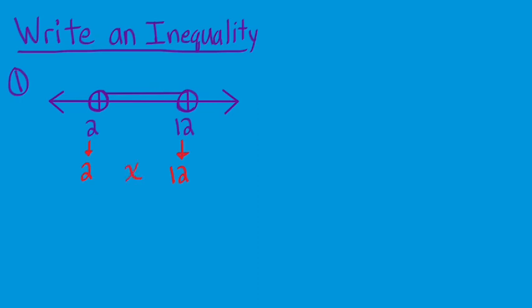Now, how do I write an inequality from a given number line, right? Well, I know that it's going to involve a 2 and a 12, and I put the x in the middle, and I just say what it represents. We can see that x is greater than 2, and it's less than 12. And we read it from left to right, we can see this is an "and" scenario.